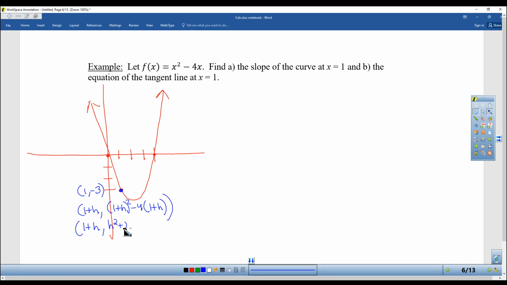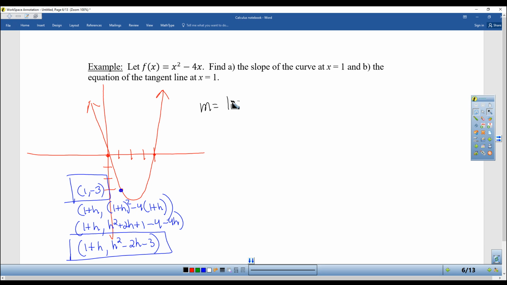So h squared plus 2h plus 1 minus 4 minus 4h. (1 plus h, h squared minus 2h minus 3). So here's my 2 points: (1, -3) and (1 plus h, h squared minus 2h minus 3).